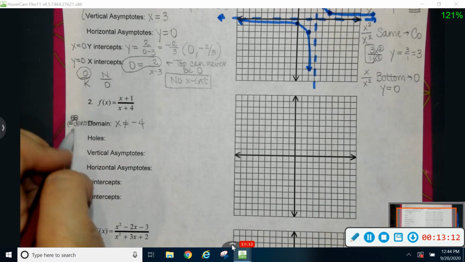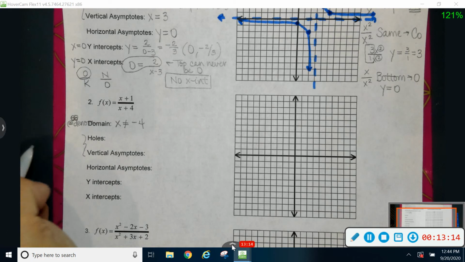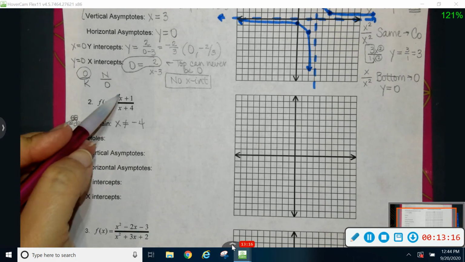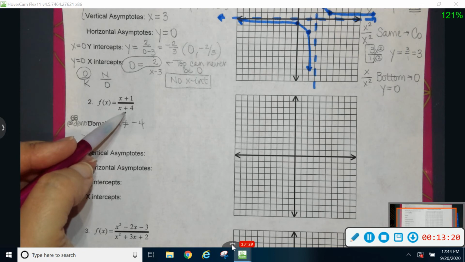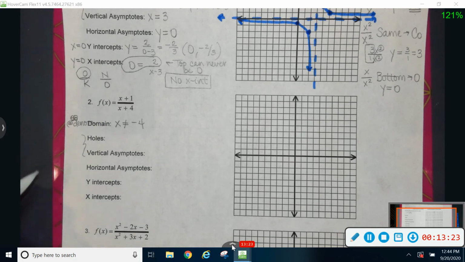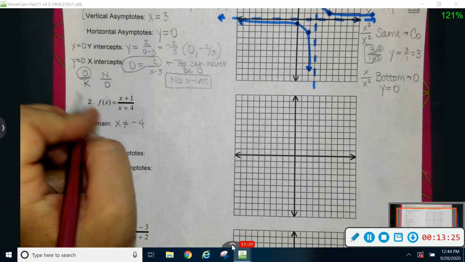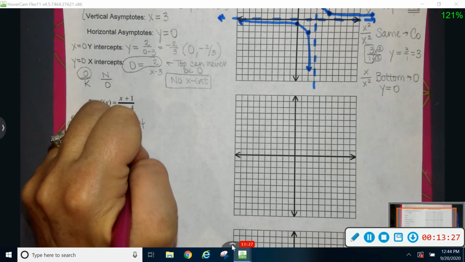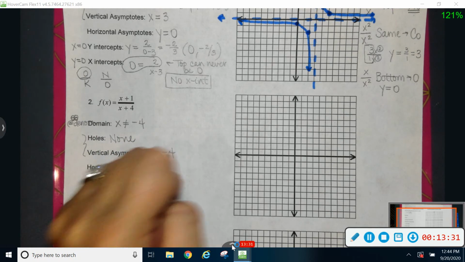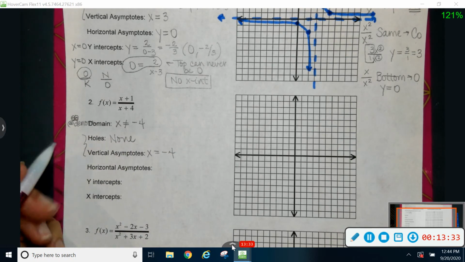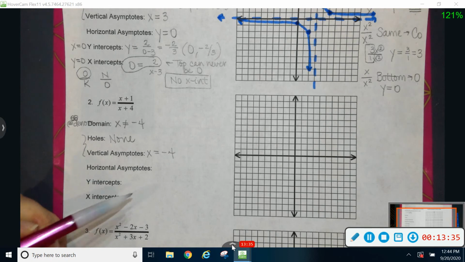That domain restriction is either going to be a hole or a vertical asymptote. I have a hole when I have a duplicate factor top and bottom. Do I have any matching factors? No. X plus 1 will not reduce with x plus 4. So I have no holes, meaning that negative 4 must be a vertical asymptote. So I have a vertical asymptote. I'm doing x equals because it's a line at negative 4.